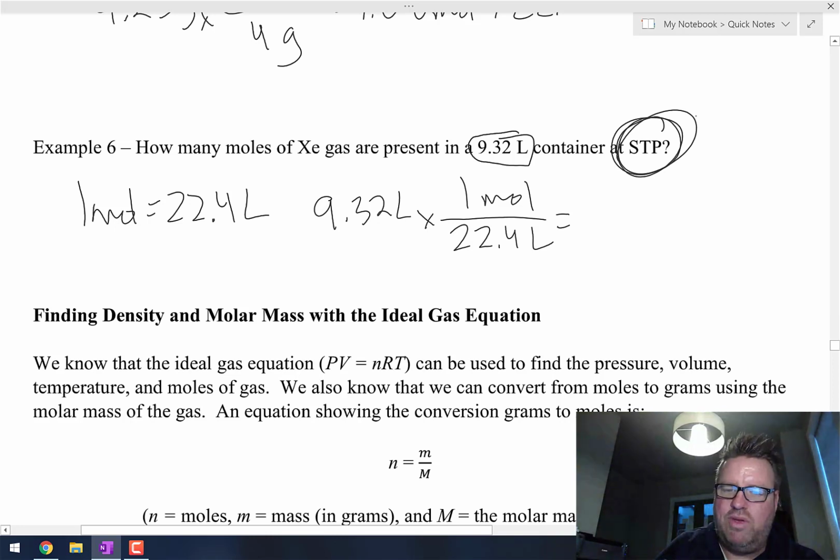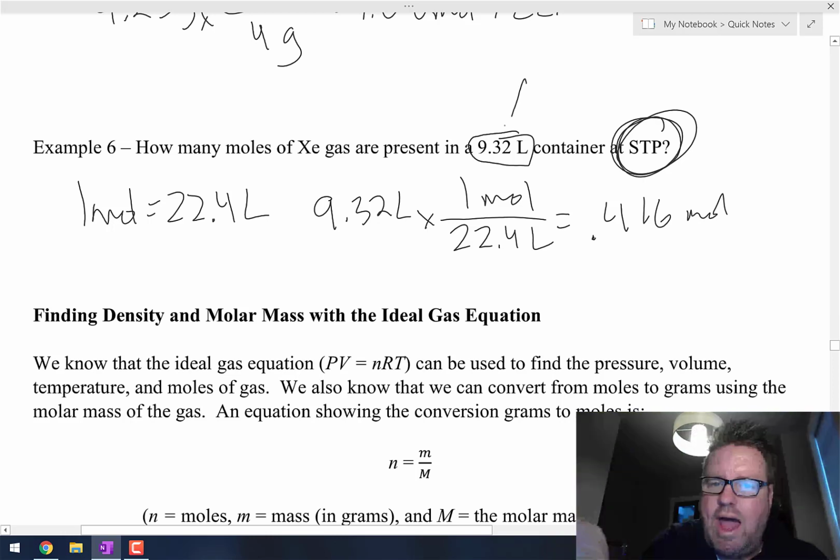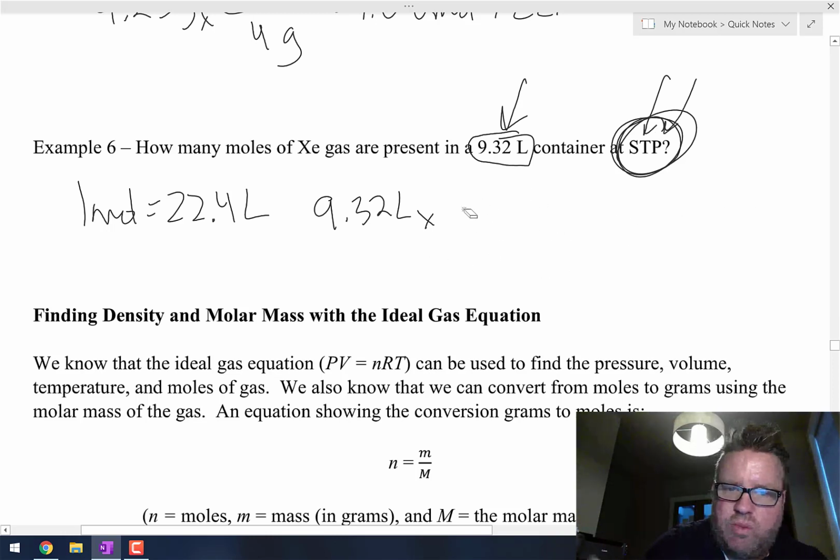And again, that works because we're at STP. So 9.32 divided by 22.4 equals 0.416 moles. Now, remember, you don't have to do it that way. You can go, oh, well, I have the volume, I have the temperature, and I have the pressure. I can solve for moles. Remember, the answer was 0.416.